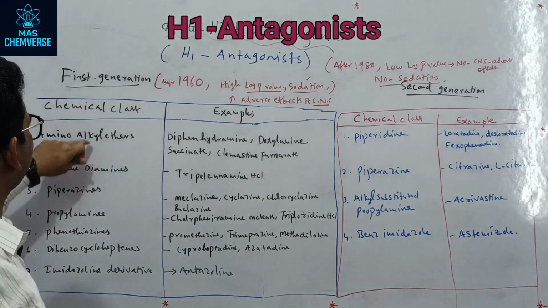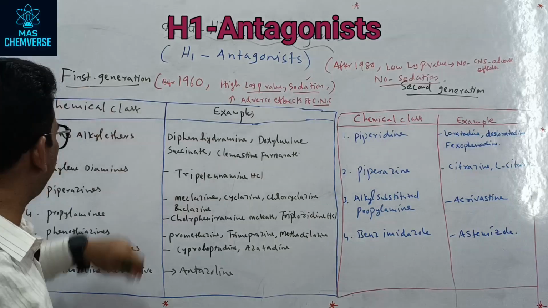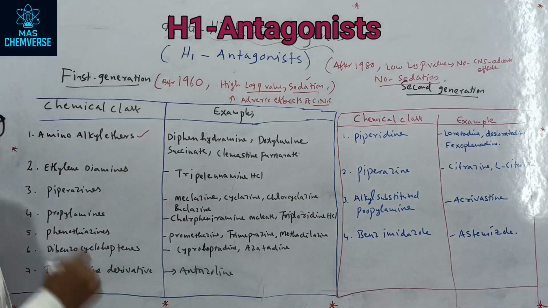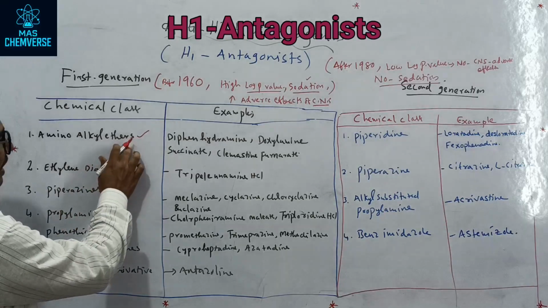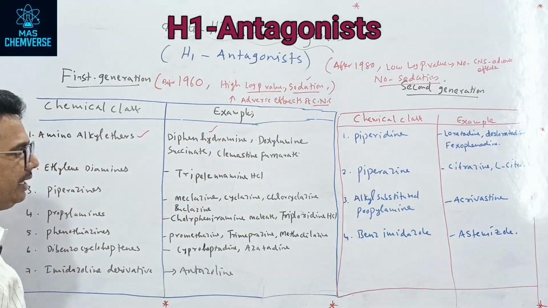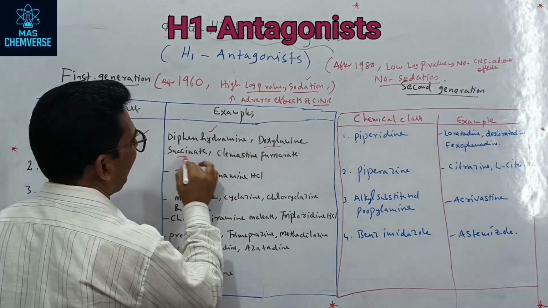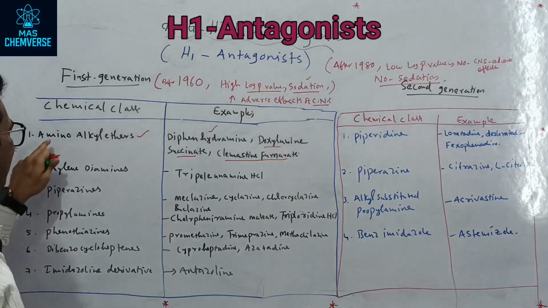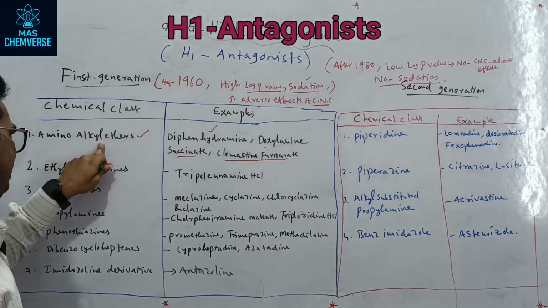We'll go for the chemical classes, the classification based on the chemical structure. These are the amino alkyl ethers, meaning an ether linkage will be there in these particular drugs, which are diphenhydramine hydrochloride, doxylamine succinate and clemastine fumarate. All these belong to the amino alkyl ethers.